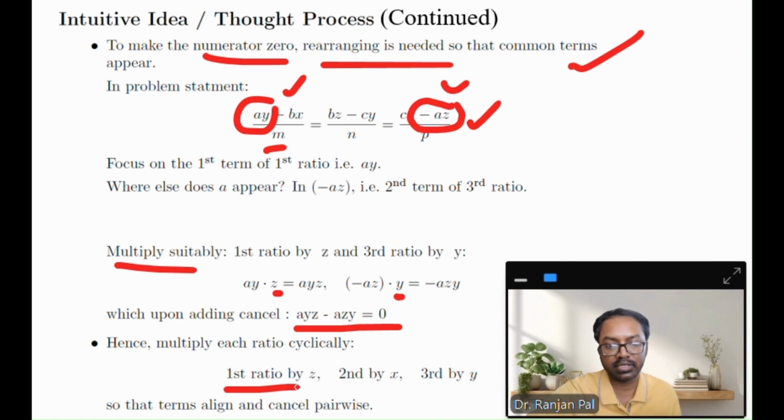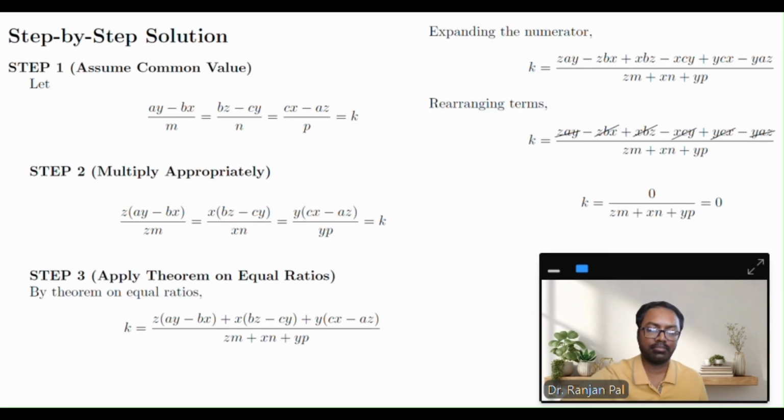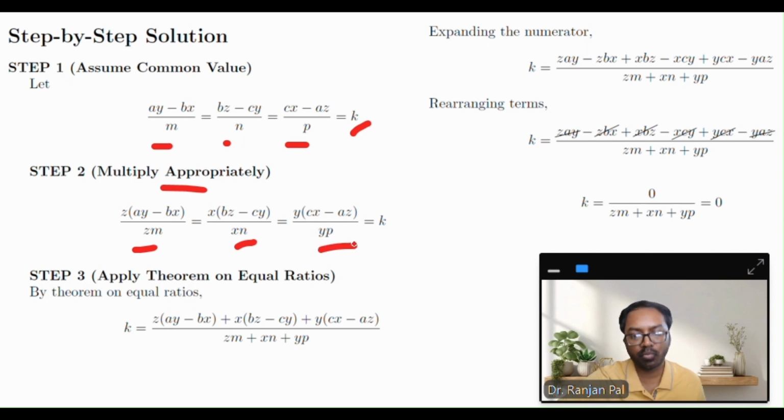That is, multiply the numerator and denominator of the first ratio by z, the second by x, and the third by y, so that the terms align and they can cancel pairwise. So now let's come to the step-by-step solution. Let us assume that the given equation with the individual ratios is equal to k. Now let's multiply the individual ratios appropriately as we discussed in the intuitive part: the first ratio by z, the second one by x, and the third by y.